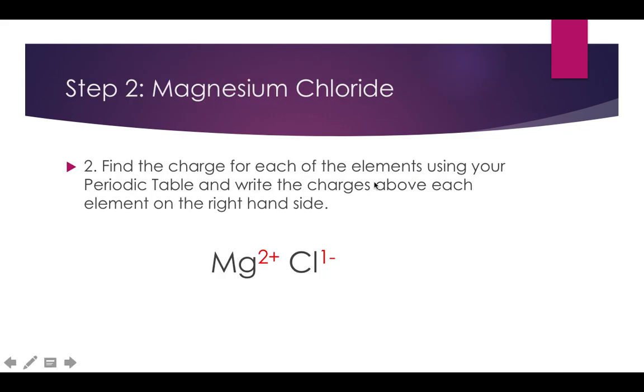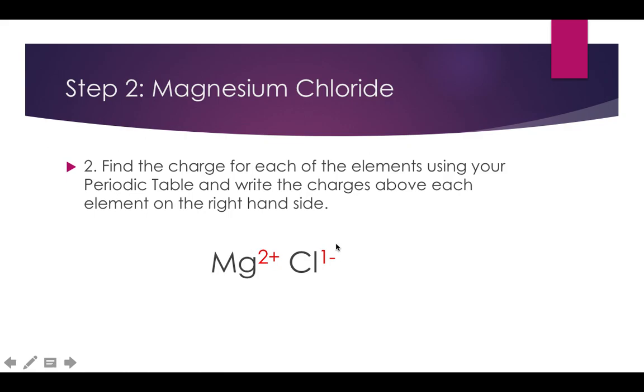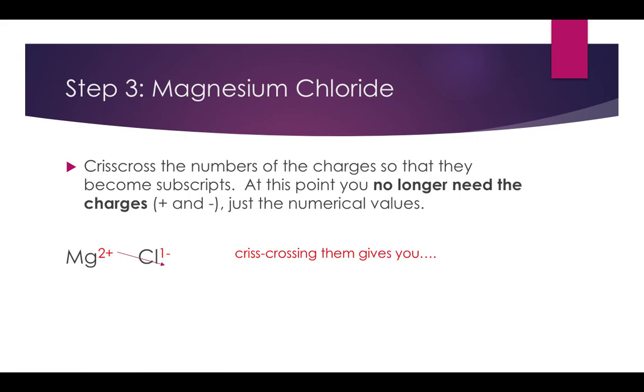Step 2 says find the charge for each of the elements using your periodic table and write the charges above each element. So if you take a look at magnesium, you would notice that it is in group number 2. If you take a look at chlorine, you'll notice that it is in group number 17. And if you take a look at the number you wrote above those groups, they will give you the charges. Magnesium has a charge of +2, and chlorine has a charge of -1. See how easy this is? So we write the charges up top. Step 2 complete. So let's move to step 3.